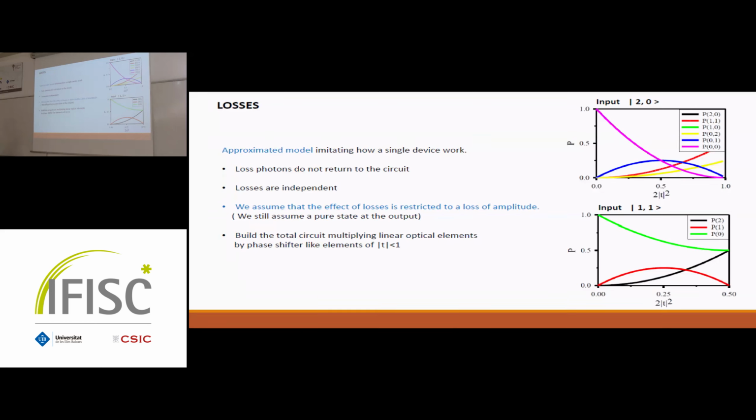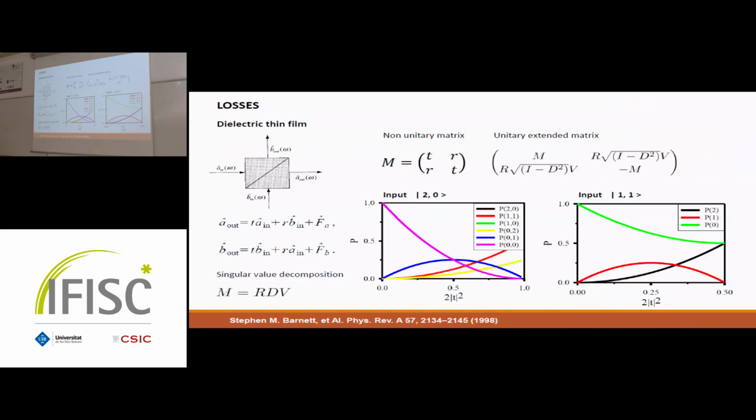Therefore, if I input a pure state, my output is also a pure state, but with a normalization and amplitude that is not 1. So this is an assumption, and we build the total circuit multiplying by linear optical elements, like phase shifter like elements, but where the transmission probability is not 1. So we multiply a non-unitary matrix by a non-unitary matrix to obtain a non-unitary matrix, and then we extend it in the same way that we have explained here.